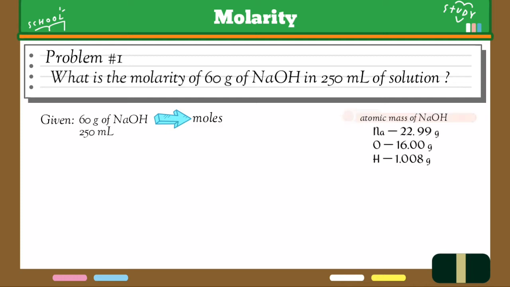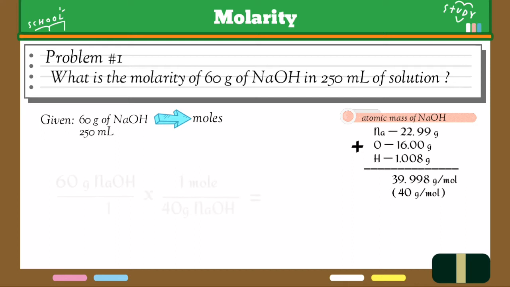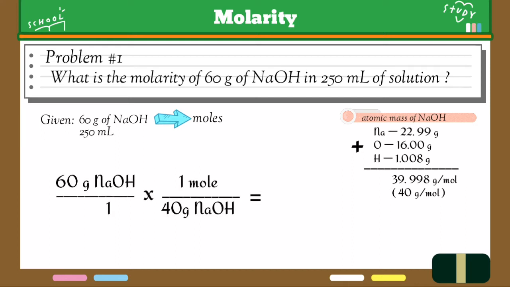So here it is. Sodium is 22.99 grams, oxygen is 16 grams, hydrogen is 1.008 grams. So we only need to add up their atomic mass, and that is 22.99 grams plus 16 grams plus 1.008 grams, which is equal to 39.998 grams per mole. 60 grams of sodium hydroxide divided by 40 grams per mole is 1.5 moles.